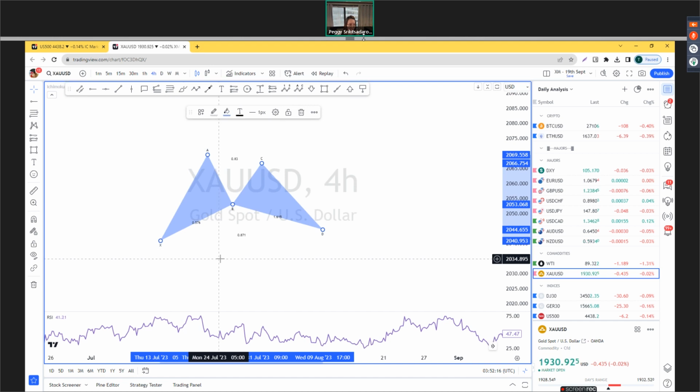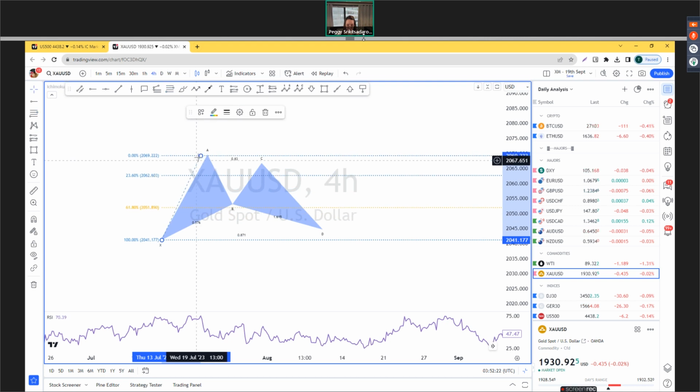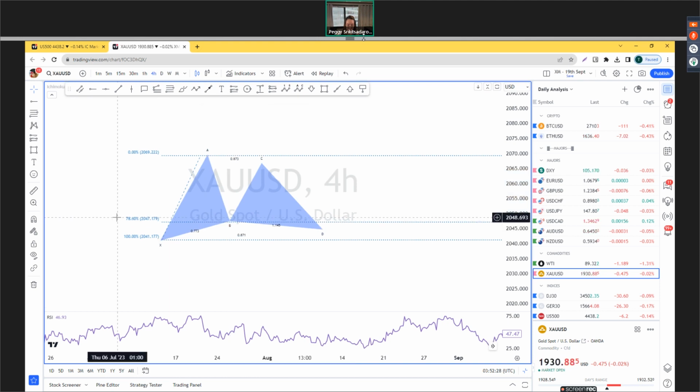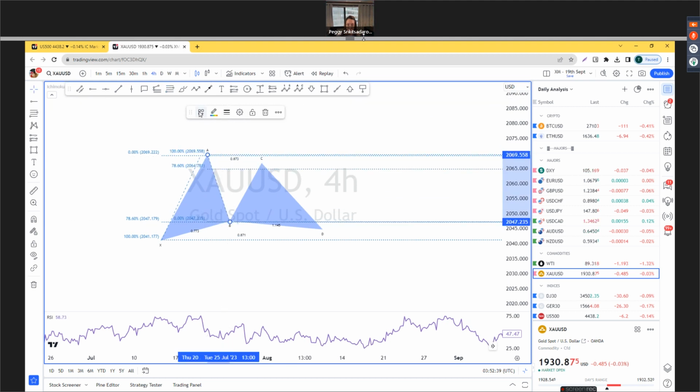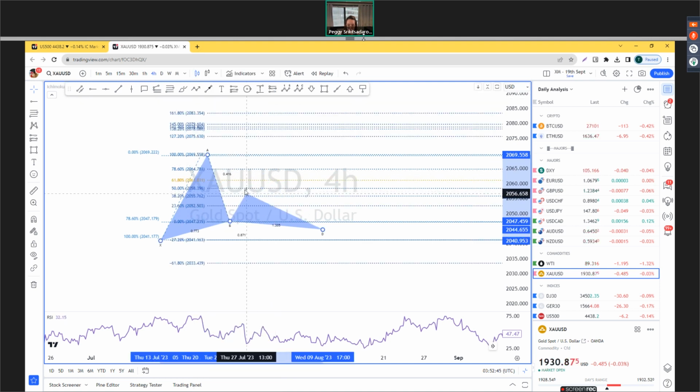So they say we have to retrace 78.6%, which is here. And for B to C, it has to retrace between 38.2 to 88.6. So in this case, I just use something like 78.6% for the C point.